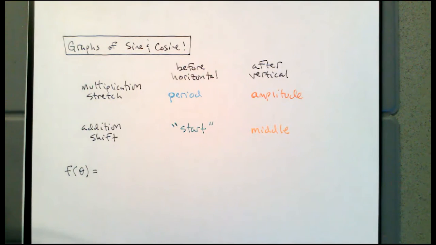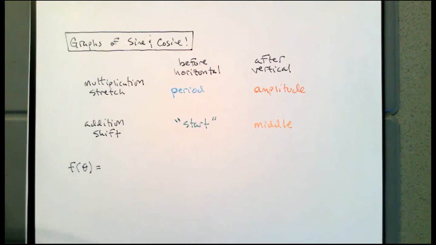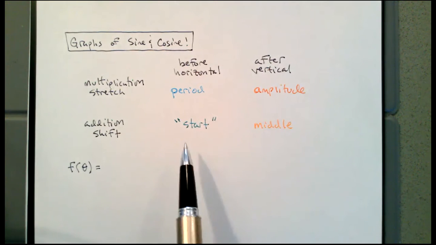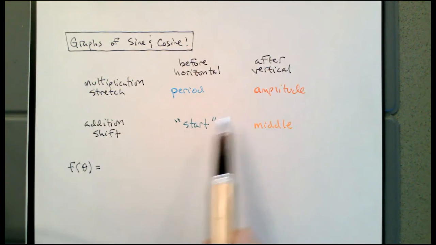I can't remember if I was using theta or x before. I'm just going to switch to theta. I'm going to write two, one for sine and one for cosine. And the thing that we want to focus on are these four values: how we change the amplitude, how we change the middle, how we change the start, and how we change the period.